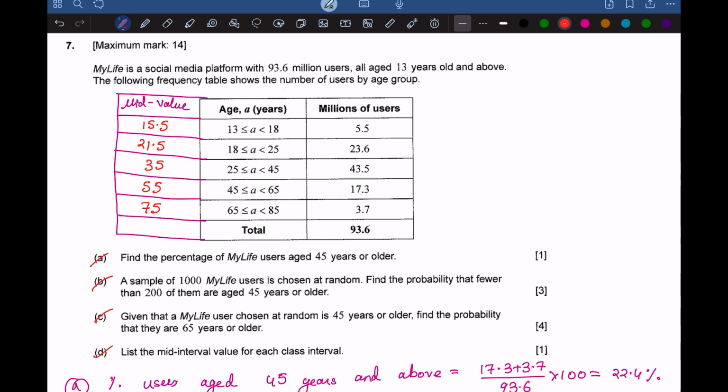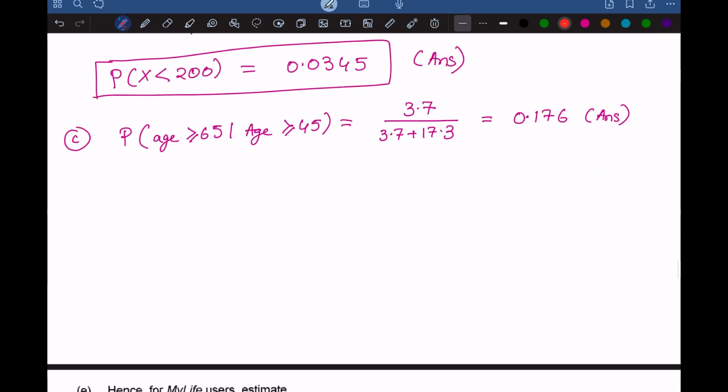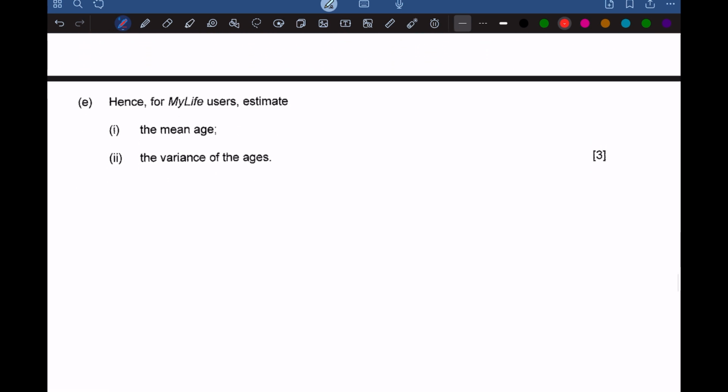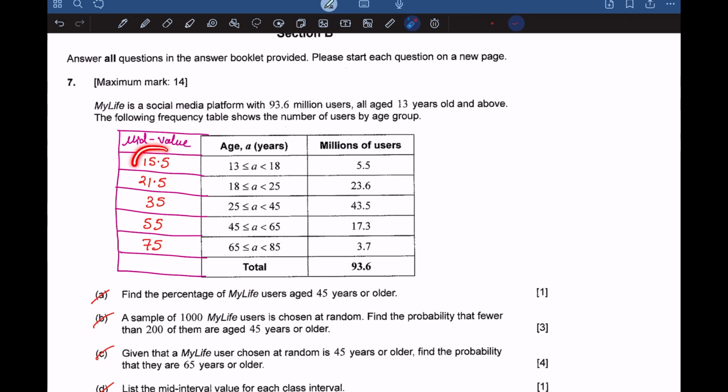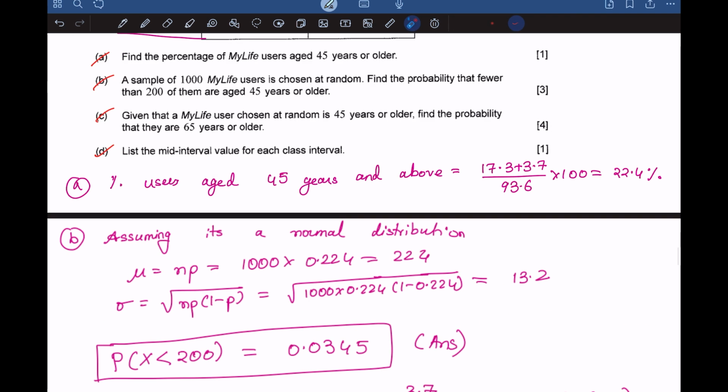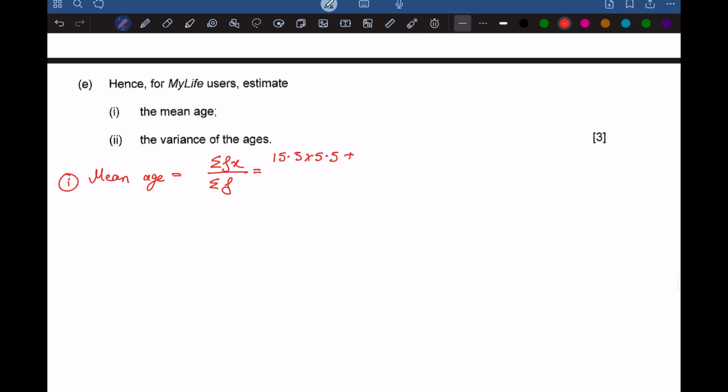So we are done with the first 4 parts of this problem. So 9 marks out of 14 have been solved. Next, for the MyLife users, we have to estimate the mean age and the variance. So first, the mean would be summation fx divided by summation f. 15.5 times 5.5. So we are multiplying the frequency with the mid values in the numerator. Frequency times mid value, 5.5 and 15.5. In this way we'll go.